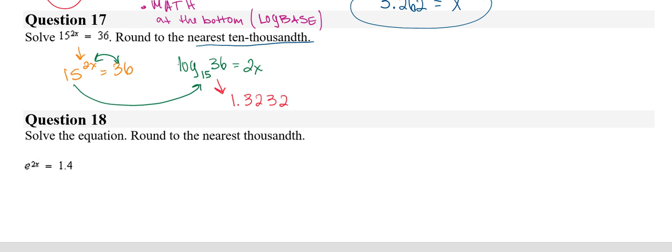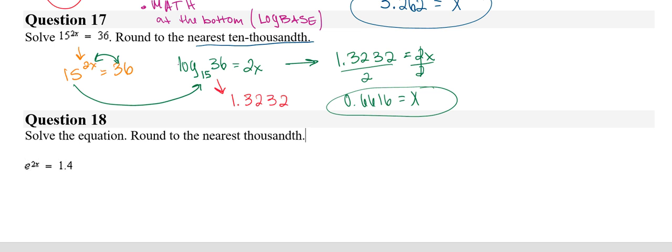Right, so now our equation looks like this. 1.3232 equals 2x. Get rid of that 2, we have x equals 0.6616, I think. And there you go. There's your equation.